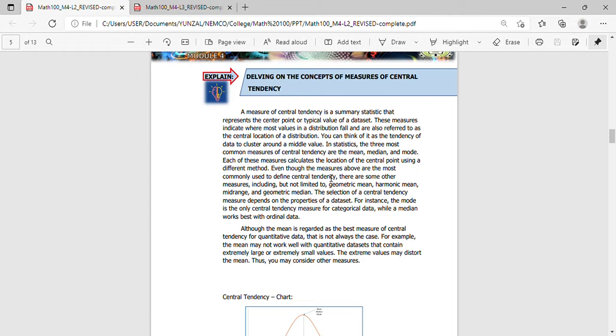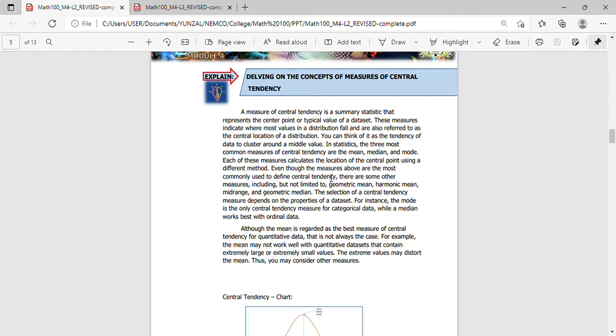Even though the measures above are the most commonly used to define central tendency, there are some other measures including but not limited to geometric mean, harmonic mean, mid-range, and geometric median. The selection of a central tendency measure depends on the properties of a data set. For instance, the mode is the only central tendency measure for categorical data.